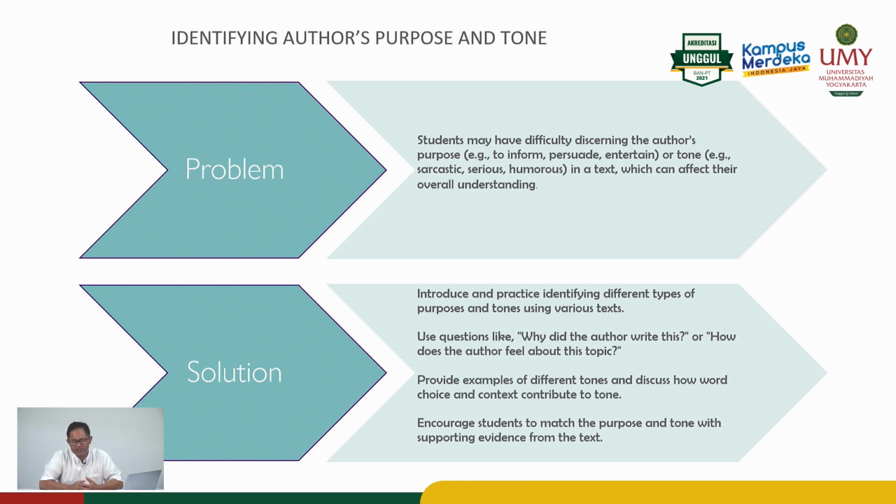Then if you teach students with this kind of thing, then better for you to find some solution if you face the problem by introducing and practicing identifying different types of purpose and tone of various texts. And then use questions like, why did the author write this? Or maybe you can also provide examples of different types of text. By having that kind of thing, I think you will be able to teach your student what is the author's purpose and tone.